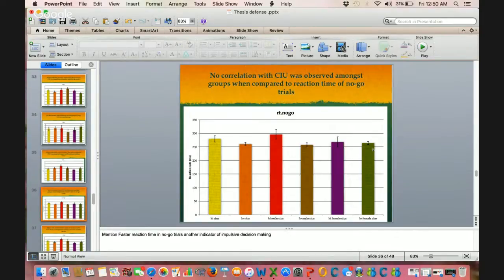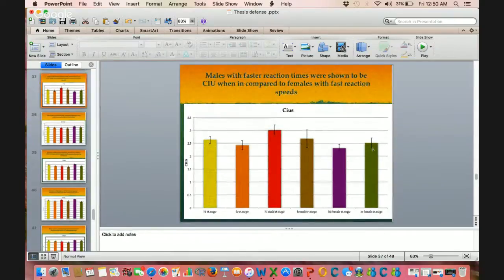Now we want to get back into the impulsive decision making. So we looked at the reaction time for the no-gos. And what we found here, there was no correlation observed amongst the groups for the reaction time for the no-go trials. But inversely, we see that the males with the faster reaction times had compulsive internet use when compared to the females with the faster reaction speeds.